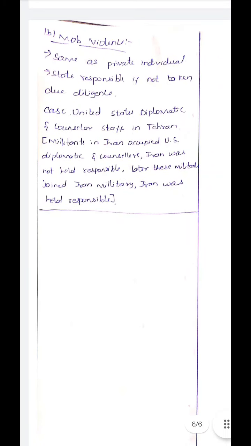There is a case, United States Diplomatic and Consular Staff in Tehran. In this case, the militants in Iran occupied the US diplomatic and consular premises. Iran was not held responsible because they were militants and they were not a part of Iran. But later on, these militants joined the military of Iran. So when they joined the military of Iran, Iran was held responsible for their acts.